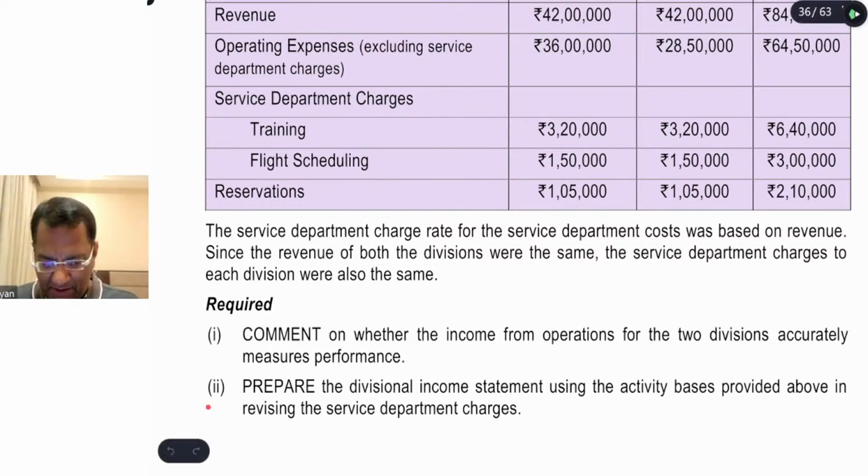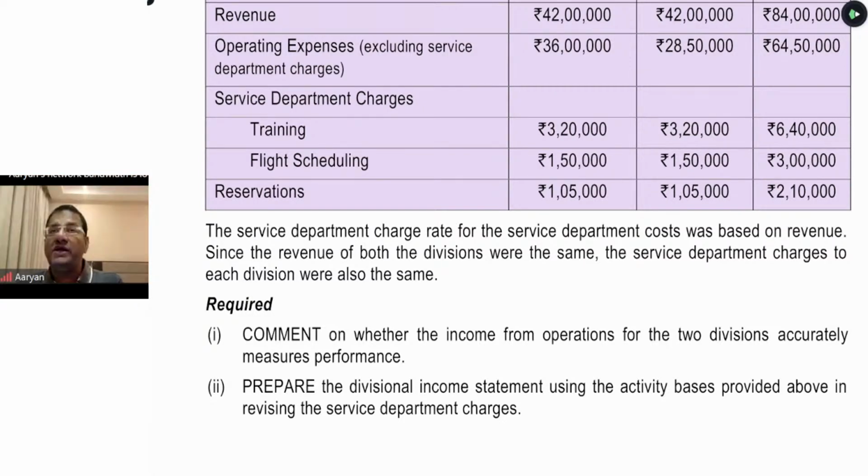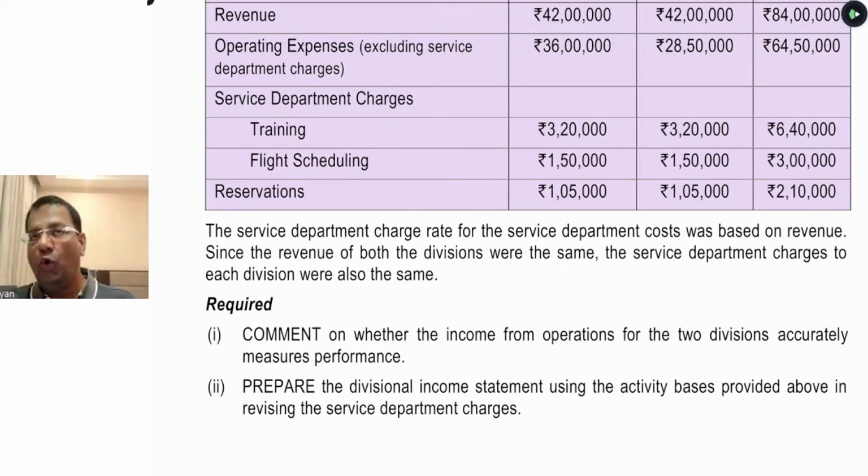And in the second part, we have to prepare the divisional income statement using the activity basis. I already told you, beta, whenever there is an activity-based costing question, there should be a minimum of 2 working notes. The first working note will be the ABC recovery rate, in which we find the recovery rate for each and every activity. In simple terms, we are finding the billing rate. In the second statement, based on the services consumed by the product, we will charge the total amount. That is known as total overhead product wise.